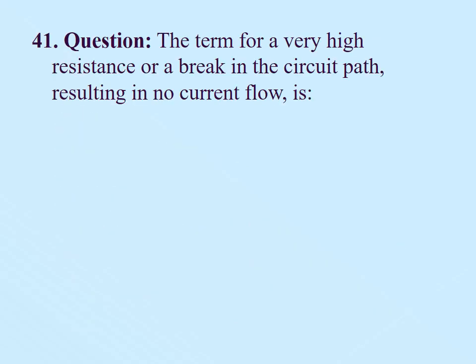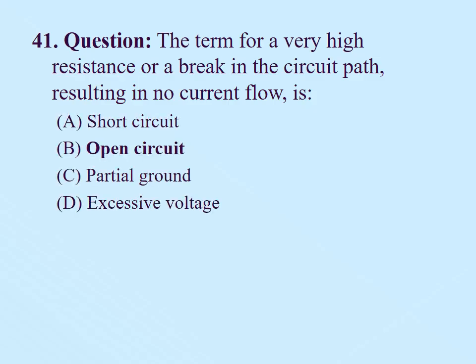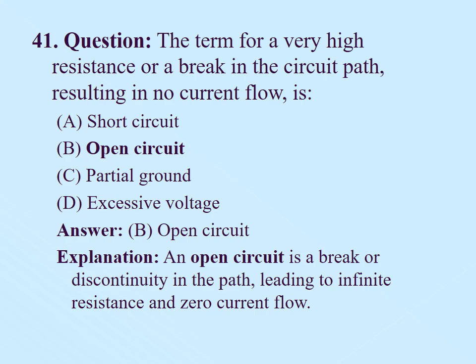Question number 41. The term for a very high resistance or a break in the circuit path resulting in no current flow is: A, short circuit; B, open circuit; C, partial ground; D, excessive voltage. Answer is B, open circuit. An open circuit is a break or discontinuity in the path leading to infinite resistance and zero current flow.